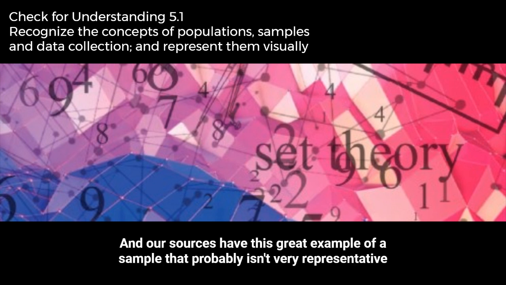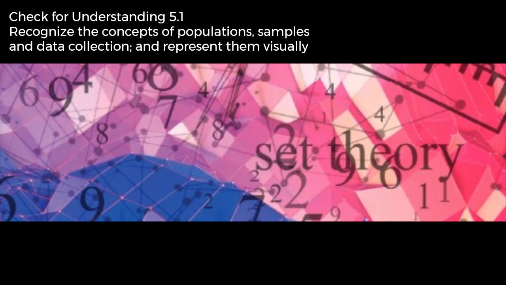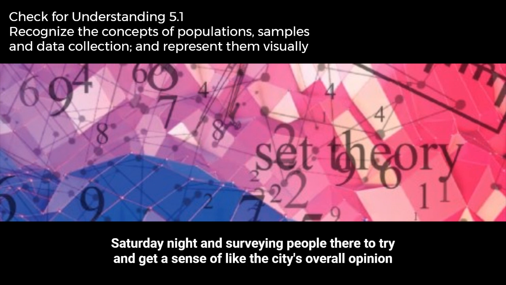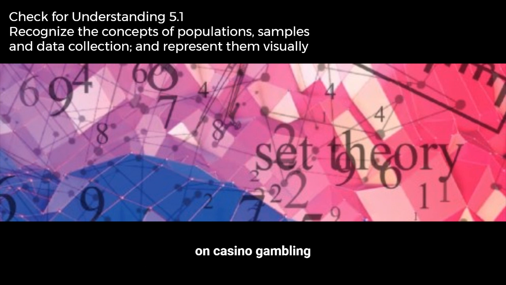And our sources have this great example of a sample that probably isn't very representative. Imagine one of those hotel owners in the city. He suggests just going to like six of the hottest nightclubs on a Saturday night and surveying people there to try and get a sense of the city's overall opinion on casino gambling.